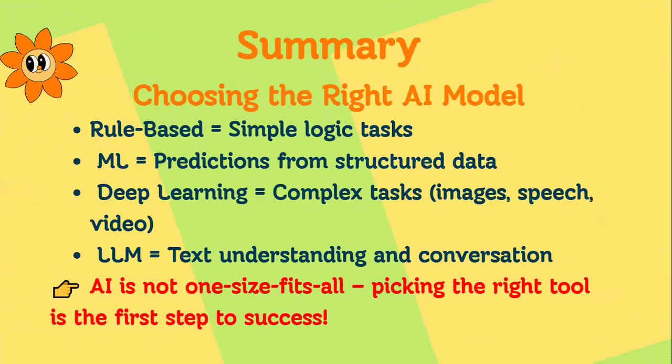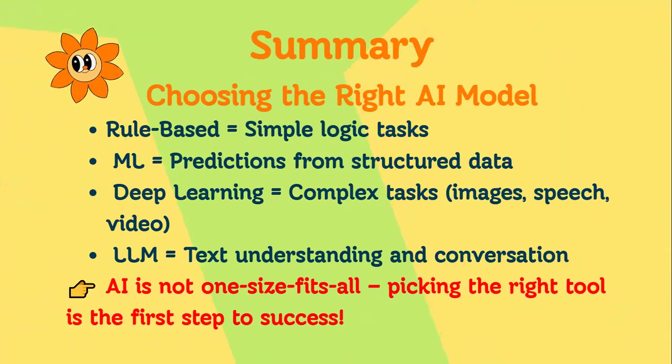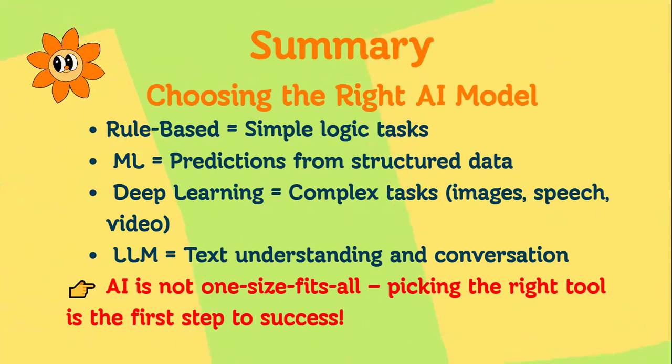So to summarize, choosing the right AI model is very important. As an AI developer, your goal is to choose the right model for the right job. So first is the rule based, which is only used for simple logic tasks. Second is machine learning.